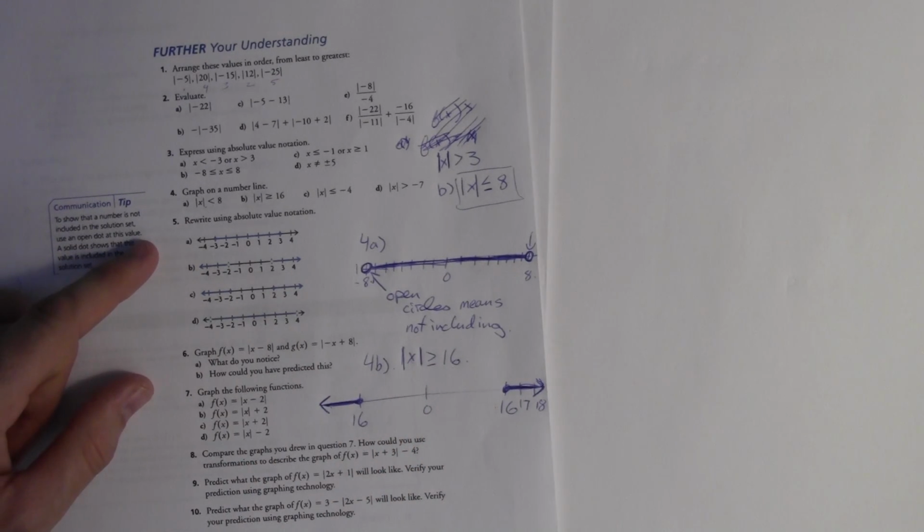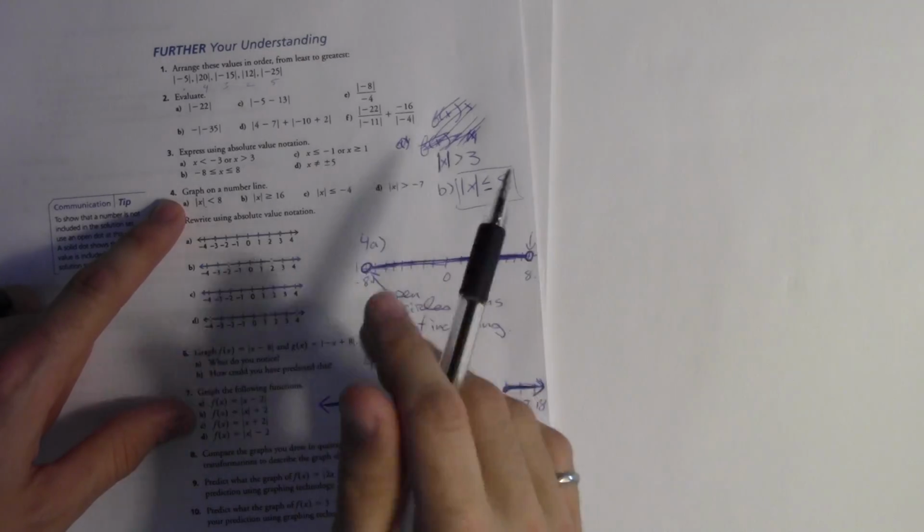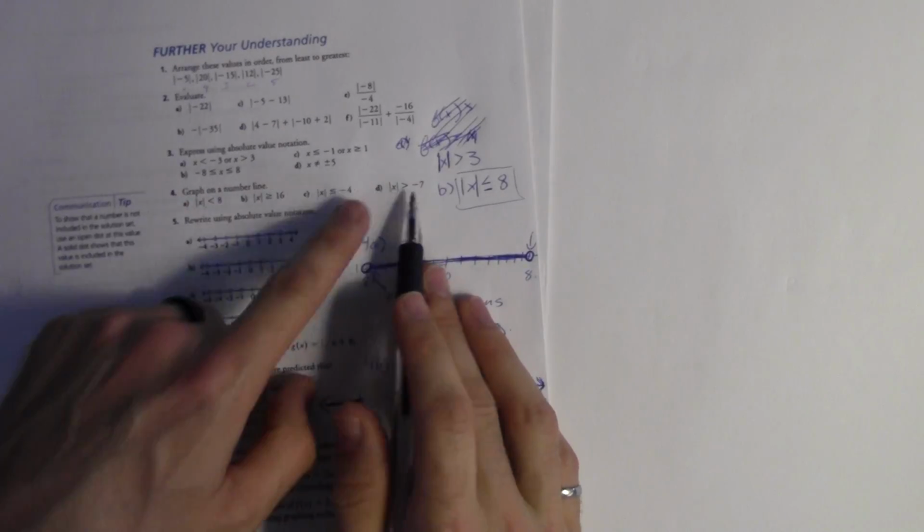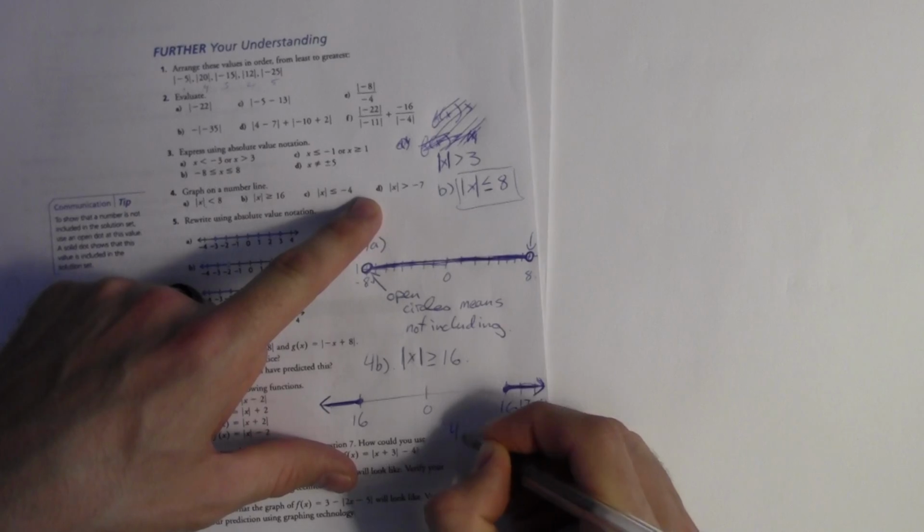So you're trying to make the statement true. Yes, exactly, on the number line. You're trying to represent the statement on the number line. So last one, I'll do D, 4D.